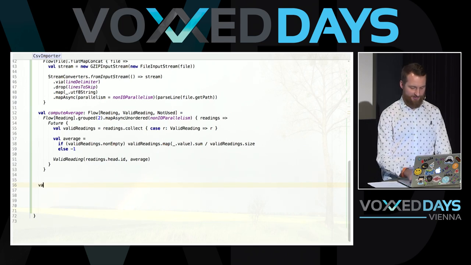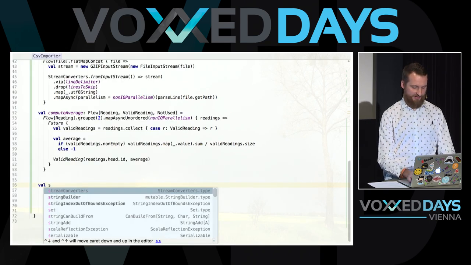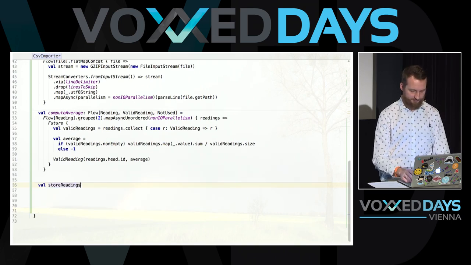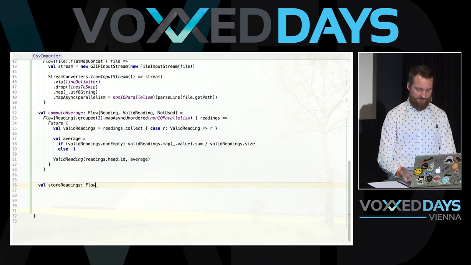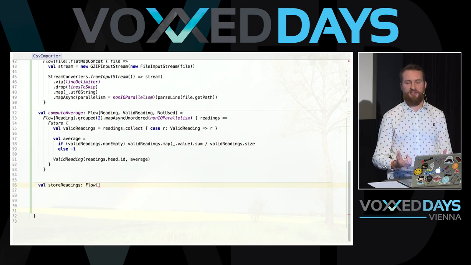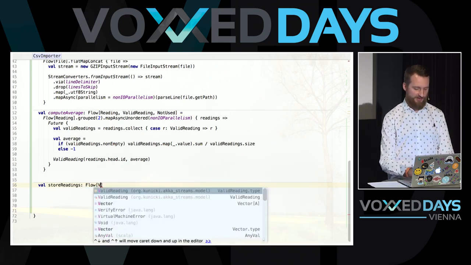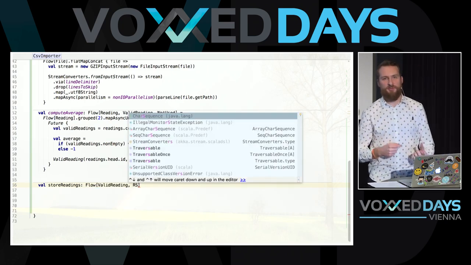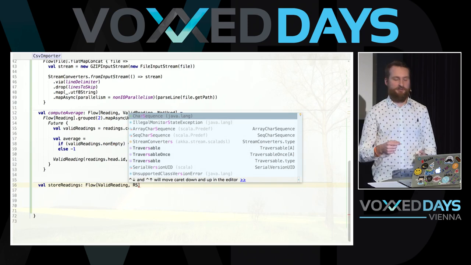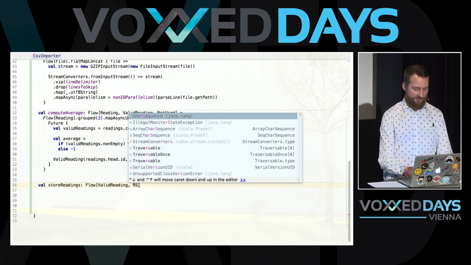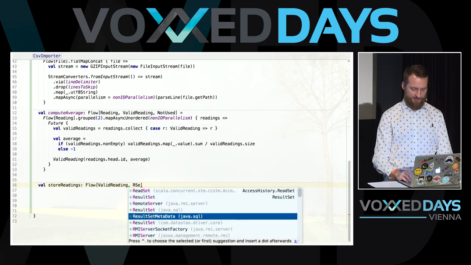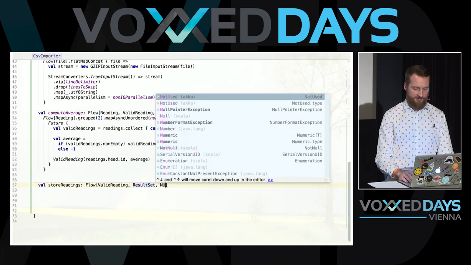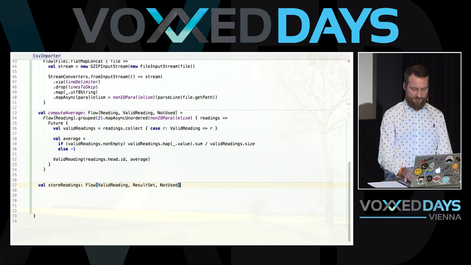So the pre-final step will be to store our readings in the database. This is going to be a flow that accepts a valid reading, since we only want to store valid readings in the database. The output type will be the type that is returned by our Cassandra driver somewhere under the hood. We don't really get into details, but this is a result set from the DataStax driver, and the materialized value is not used once again.